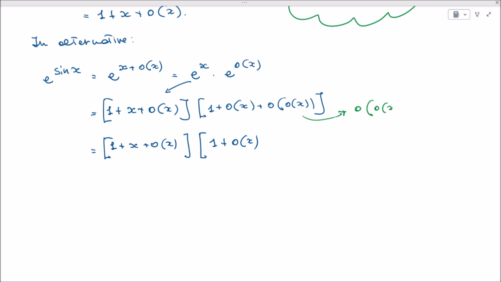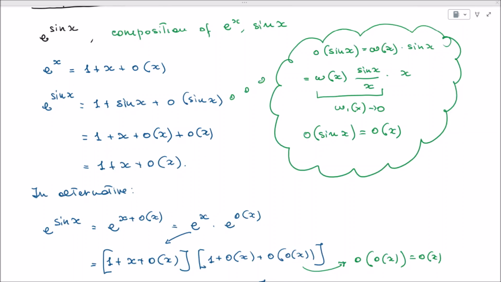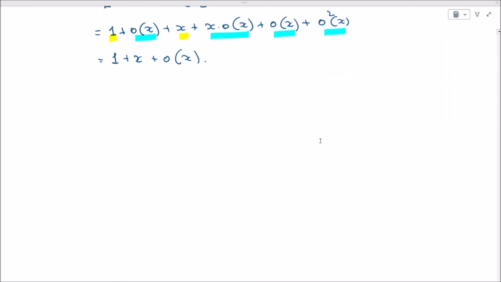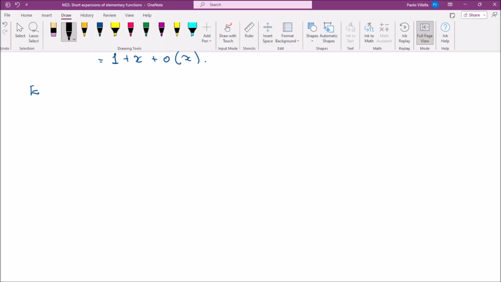Okay, so this will leave us with the simplified second factor. Okay, now let's proceed with the multiplication. What we have is that 1 plus little o of x. Now we want to make use of this composition result when solving a limit which is a little bit more involved.